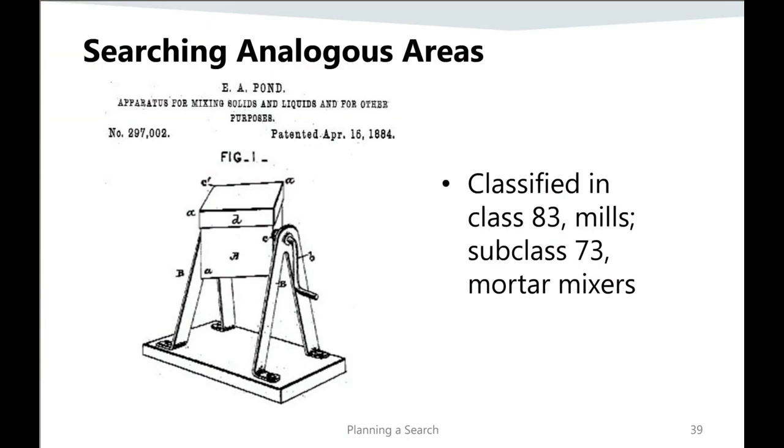Similarly, the invention shown here consists of a square box, or cube, with a sealable lid on one face, supported for rotation on trunnions attached to diagonally opposing edges and including a crank that allows the cube to be rotated. This particular patent was directed to a mixer. The cube was filled with whatever materials were to be mixed, such as Portland cement, slaked lime, and water. The lid would be sealed, the crank would be rotated, and the materials would be mixed. This invention was classified in Class 83, Mills, Subclass 73, Mortar Mixes.